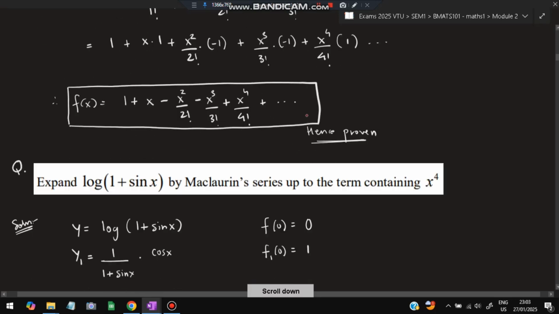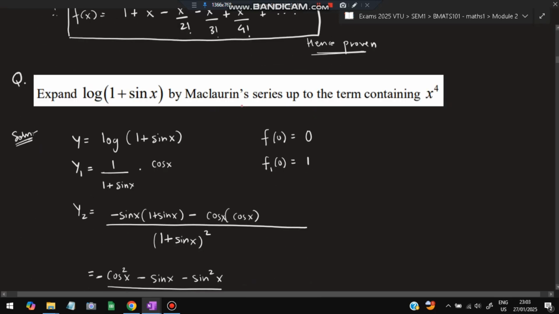Let's have a look at one more question of Maclaurin series, a repeated question from the exam point of view. Log(1 plus sin x). So y will be taken as log(1 plus sin x), and f(0) is equal to 0, because if we substitute 0 here, this will become 1 plus 0 is equal to 1, and log 1 value is 0. You have to be thorough with the log arithmetic values also.